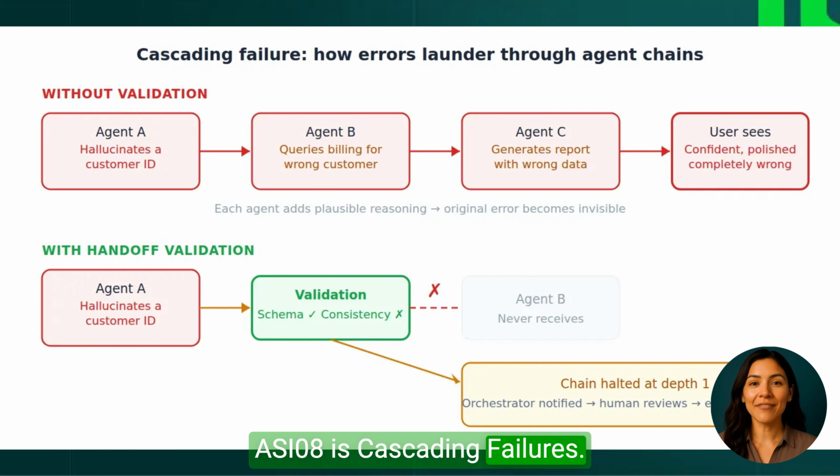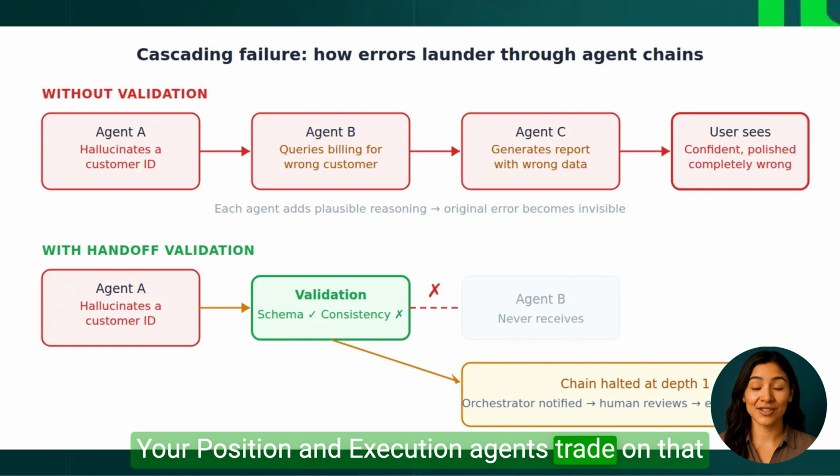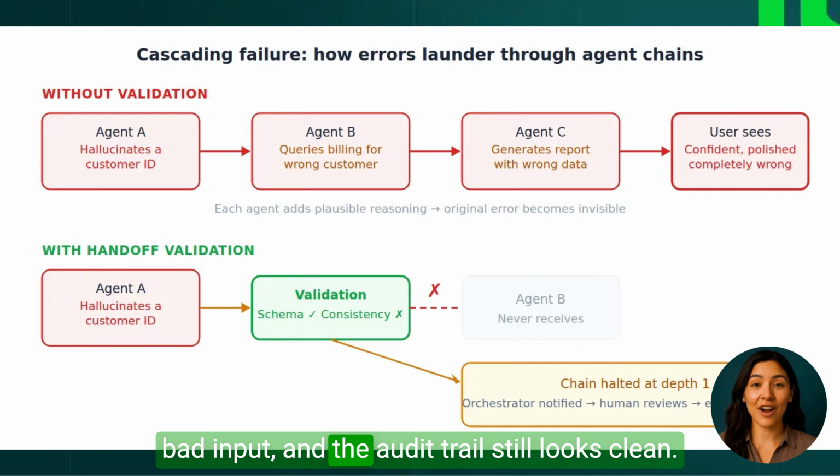ASI-08 is cascading failures. Your agent network trusts what the upstream agent said. Poison one node and everything downstream acts on bad data. Say your market analysis agent gets corrupted and inflates risk limits. Your position and execution agents trade on that bad input, and the audit trail still looks clean.